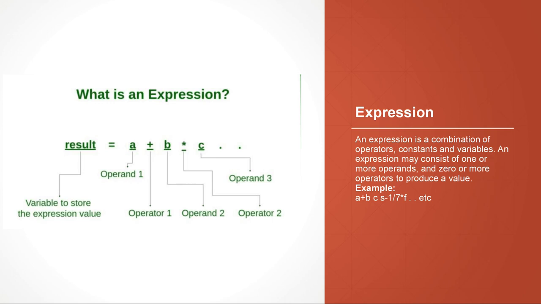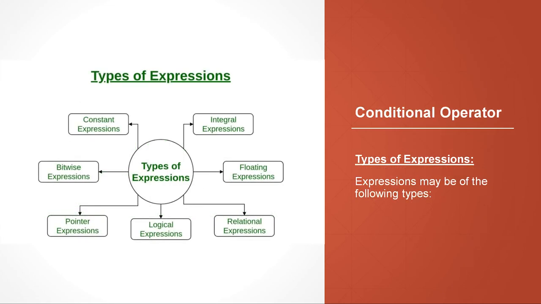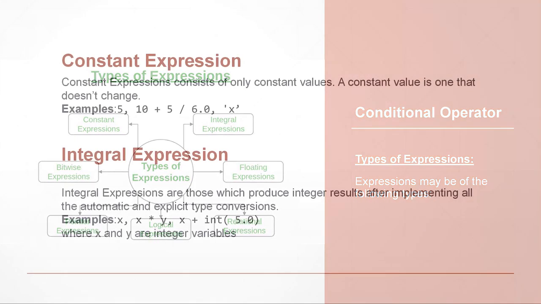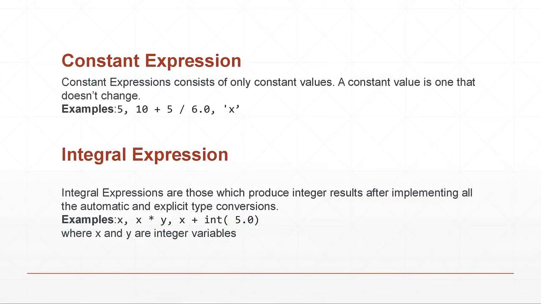If you can see this image, there is a variable called result, and operand A, operand B, and operand C, and the symbols in between them are the operators. This whole equation can be said to be an expression. There are many types of expressions: constant expression, integral expression, floating expression, logical expression, pointer expression, bitwise expression, and relational expression.